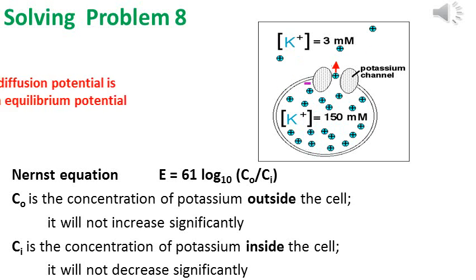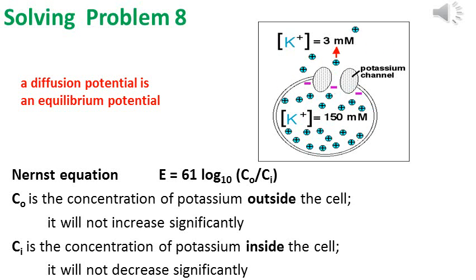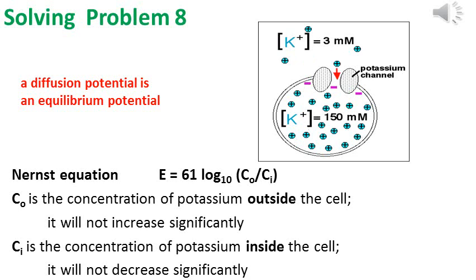Remember that a diffusion potential is an equilibrium potential. There will only be net movement of potassium out of the cell until the time at which a negative charge builds up inside the cell. The strength of that negative charge, the inside negative membrane potential, will exactly balance the tendency of potassium to leave the cell due to the higher concentration of potassium inside the cell than outside the cell.